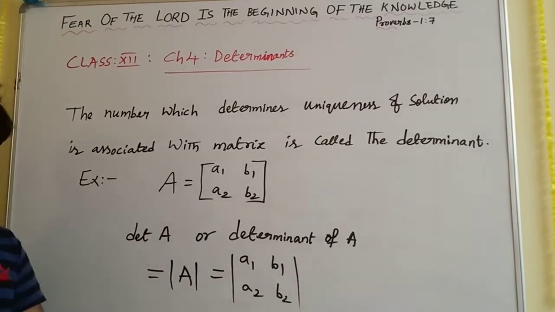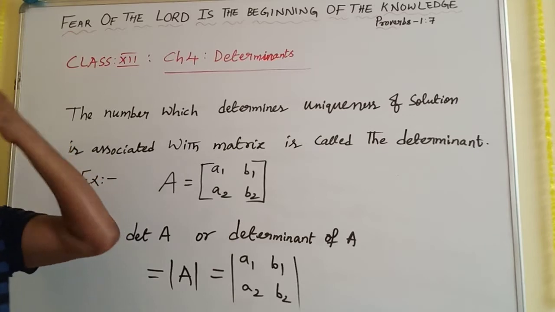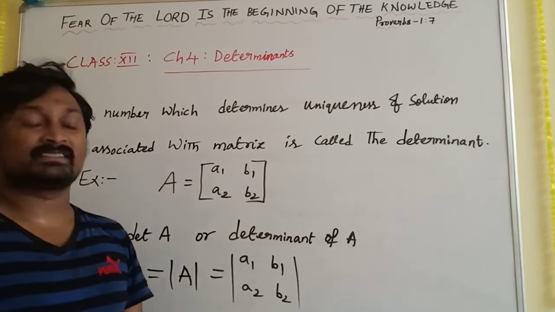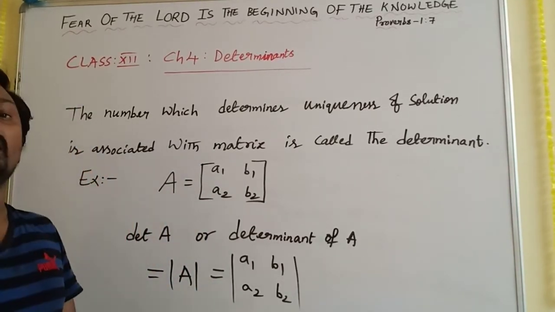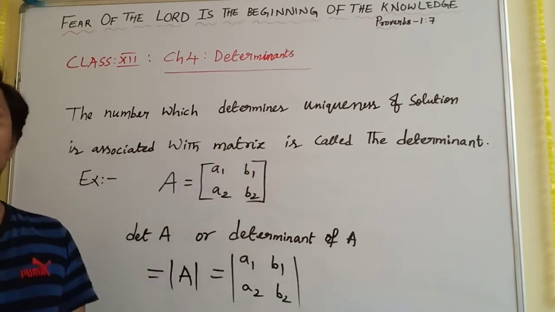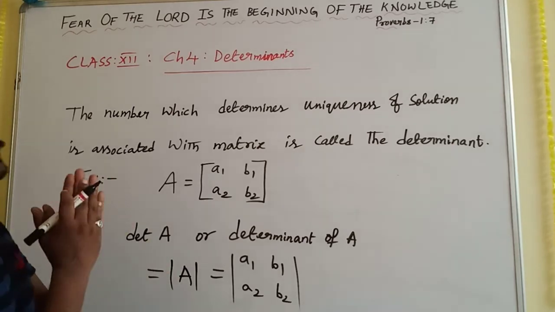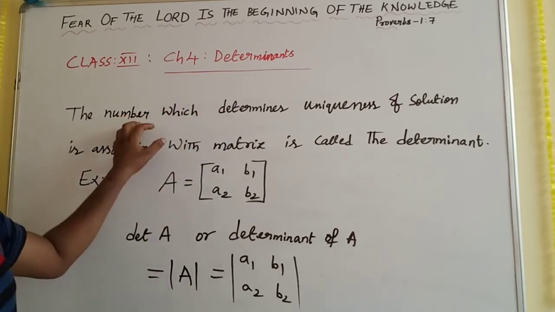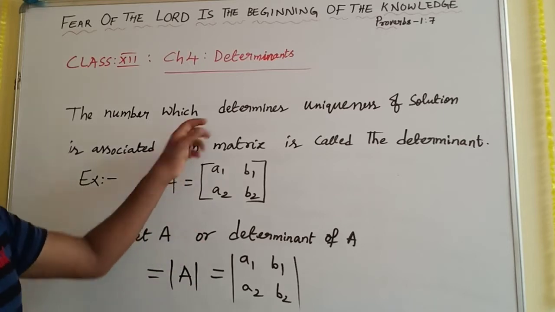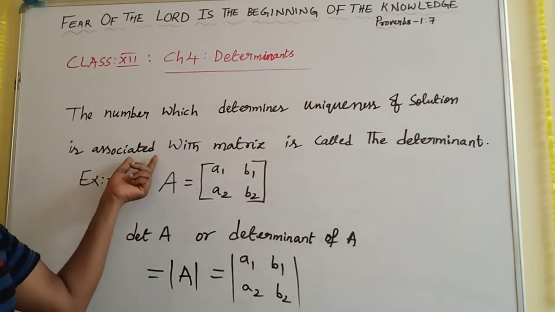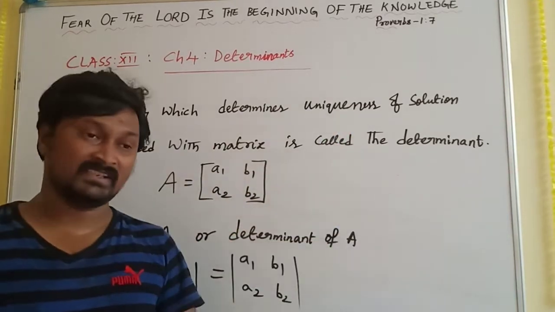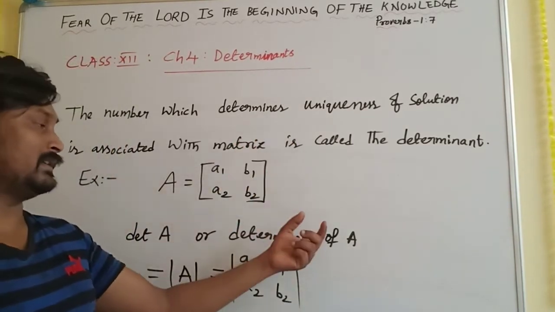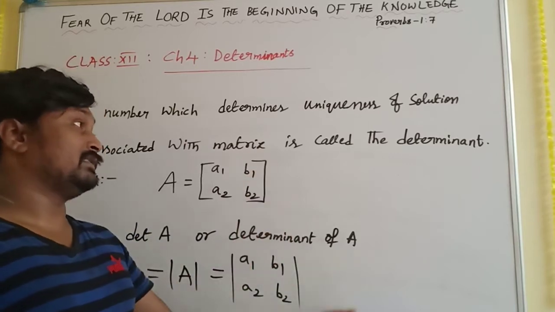What is a determinant? We want to understand first. You already know about matrix very well. In chapter number 3, we have discussed matrix. So what is a matrix? A rectangular array of elements in a systematic order. But now, what is a determinant? A determinant is a number, meaning you get one number. A number, a uniqueness of solution associated with a matrix, is called a determinant. Meaning, when you solve a matrix and find its determinant, you get one number. That number is associated with the matrix.